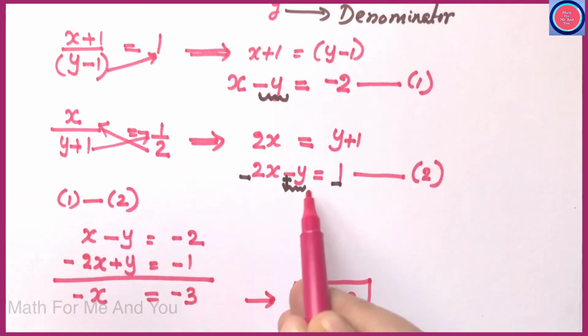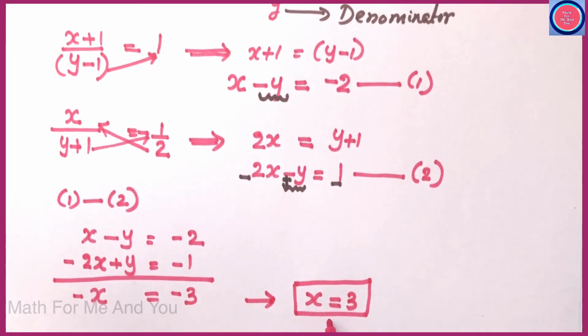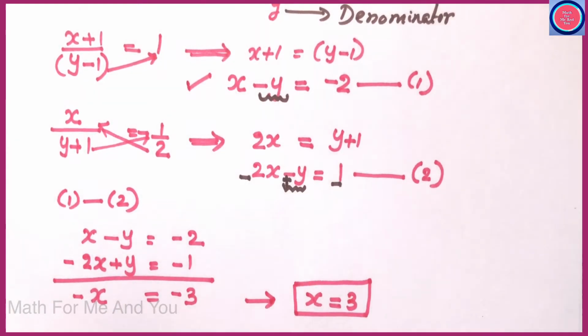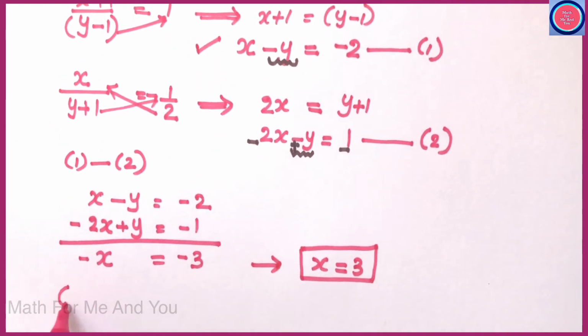Substitute this value in any of the given two equations. We are going to find the value of y. I am selecting equation number 1. You can select any equation, it's not a problem. Equation 1 is x minus y equals minus 2. So we get 3 minus y equals minus 2.